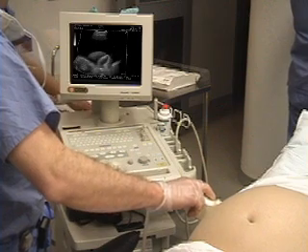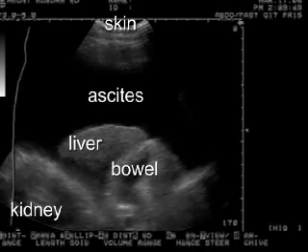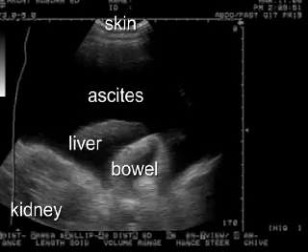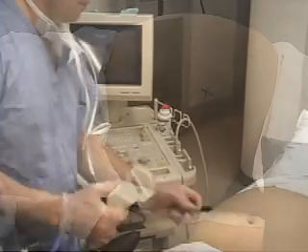If available, bedside ultrasound should be used to find an appropriate location that contains ascitic fluid but is devoid of loops of bowel or solid organs. Mark the site of needle insertion with a skin marking pen.